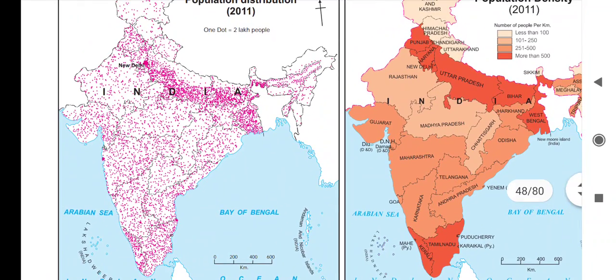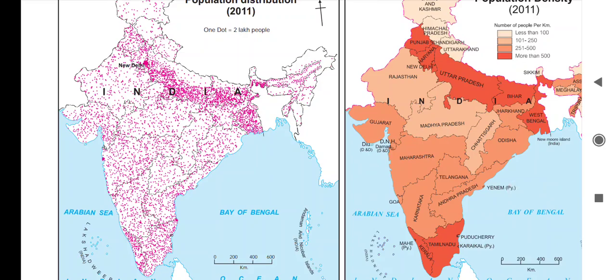Why is that settlement dense in this region? Because here facilities are available. Which facility? Means suitable climatic conditions are there, availability of water and transportation, slope of the land, fertile land. So these all things are affecting the population. If you are having all the facilities in a particular region, then people will like to live in that region.